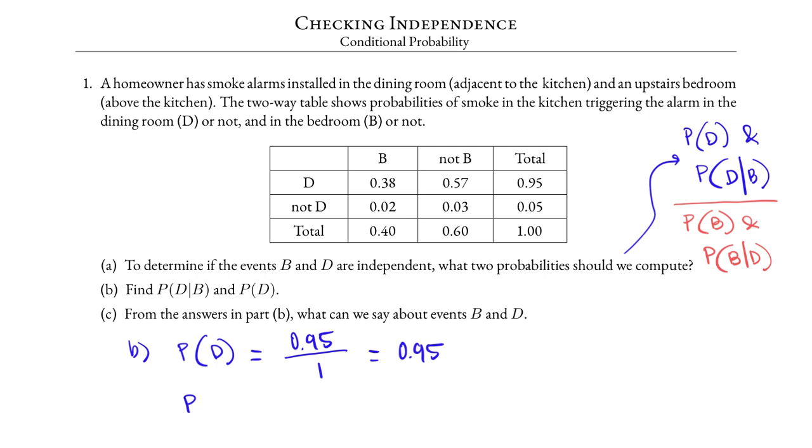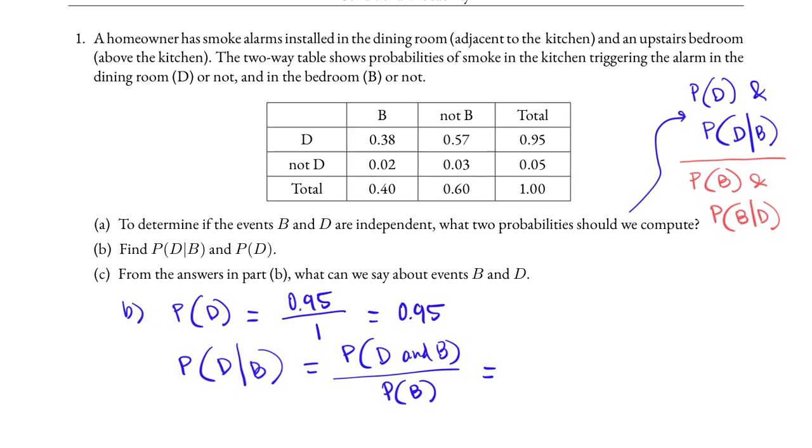Now, the probability that the smoke in the kitchen triggers the alarm in the dining room given the smoke in the kitchen triggers the alarm in the bedroom, or the probability of D given B, is, by definition, the probability of D and B divided by the probability of B. And this is how we compute the conditional probabilities.